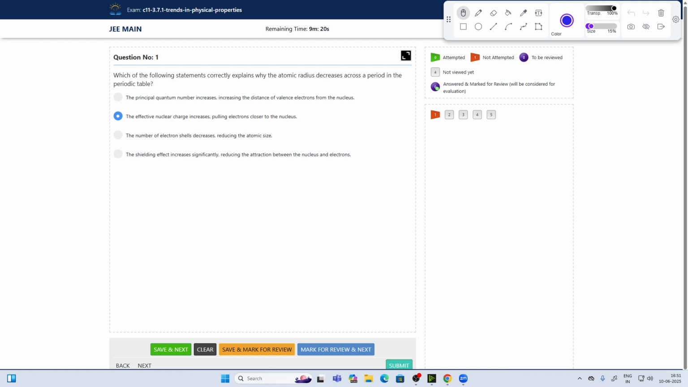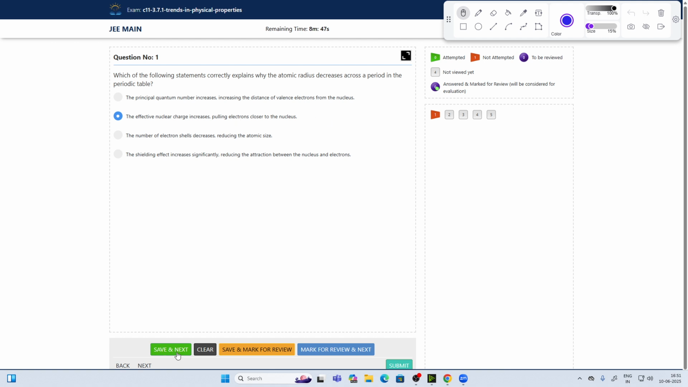The first is principal quantum number increases. Second is effective nuclear charge increases. Third is number of electron shells decreases. And the fourth is the shielding effect increases significantly. So what is the reason for it? The effective nuclear charge is increasing, and as a result, the size is decreasing. I guess it's an easy one to guess. So the correct answer will be option B.